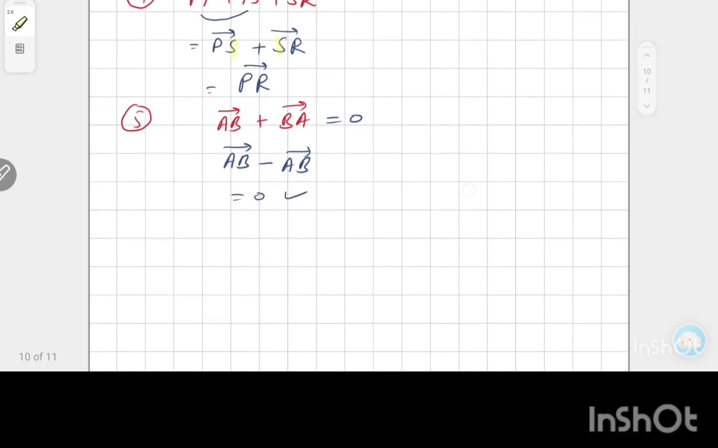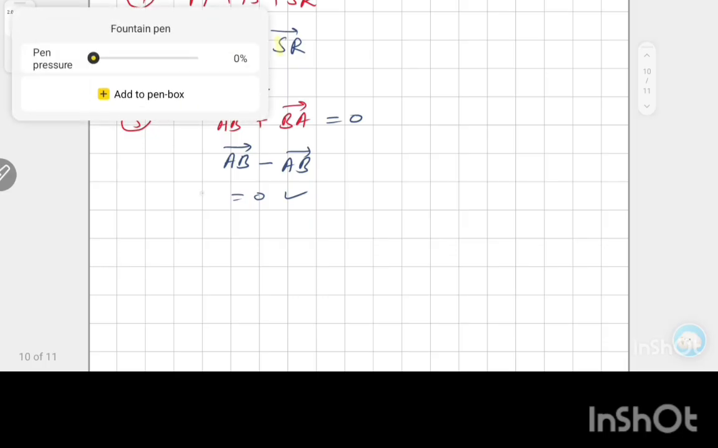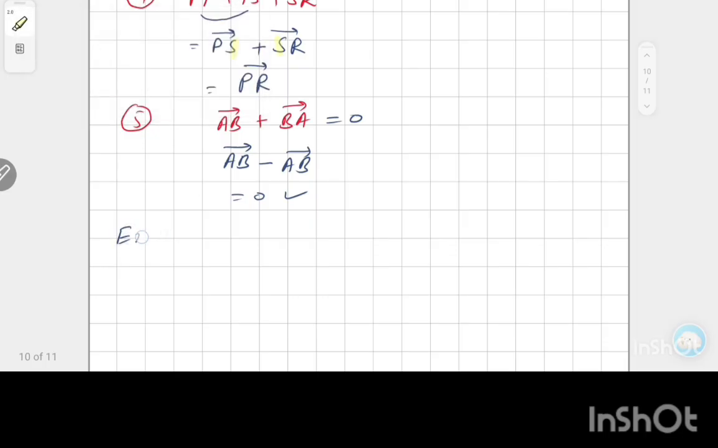Hopefully, dear friend, you understand. I will give you a very simple example for this one. The example is that AB is the vector 4 and 6, and BA is the vector minus 4, minus 6.